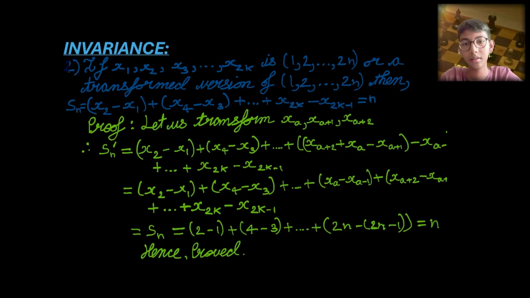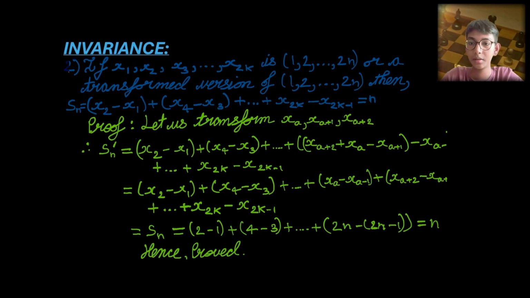So let us check whether this is true. Let us transform xa, xa plus 1, xa plus 2. When we do that we get the following equation, and then if we simplify that, we get that this value is also equal to Sn. So S dash n is equal to Sn, which means Sn is also equal to 2 minus 1 plus 4 minus 3, and so on till 2n minus 2n minus 1, which was our original sequence, and this value is n.